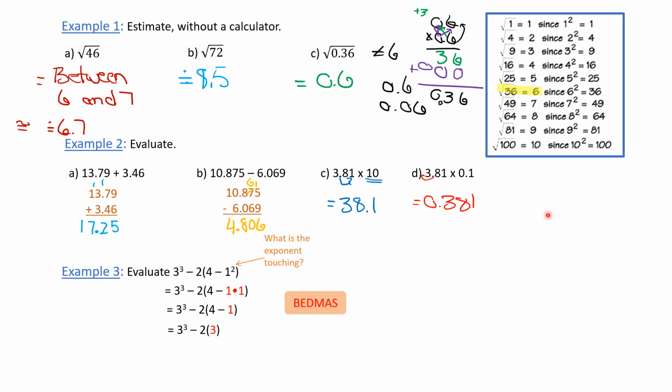3 cubed. The exponent's touching the 3, so we write that out 3 times. You don't have to. There's a lot of extra steps I'm putting in here. Some of you are able to skip a few, but certainly you are not permitted to jump to the answer because then I think you just put it in your calculator or you just looked it up and wrote it down. So what's 3 times 3 times 3? 27. And then at the same time, I also did this multiplication because we're on multiplication here. 2 times 3 is 6. And we get our final answer of 21.